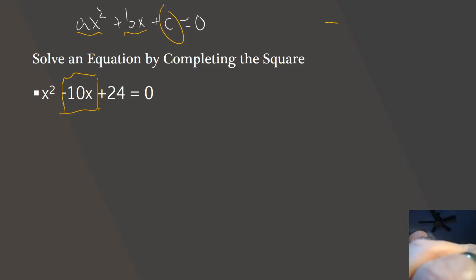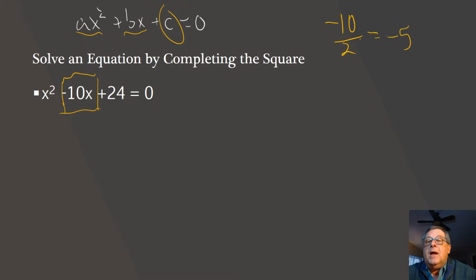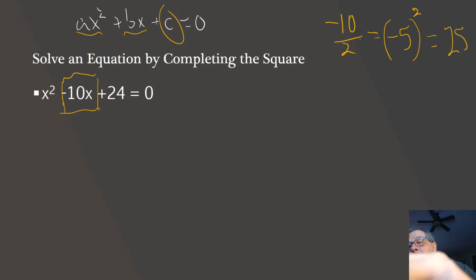Now, in learning how to complete the square, the first thing we're going to do is take that coefficient, that negative 10, and divide it by 2. That's simple enough. That equals negative 5. And that actually is going to be our factor, this negative 5. But then we're going to square it, and this is where we're completing the square. Now we've got two things that we need to know, what that negative 5 is and the 25.